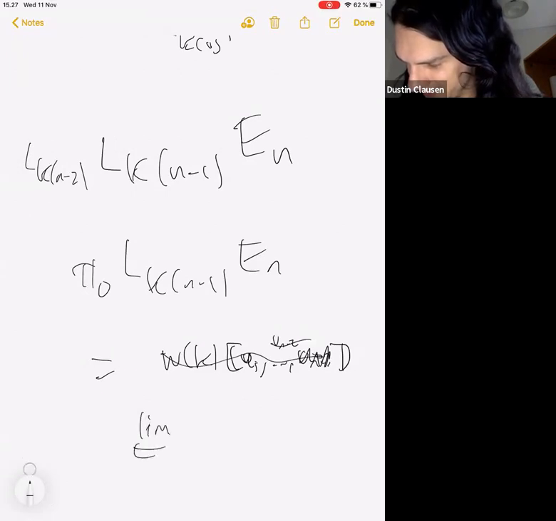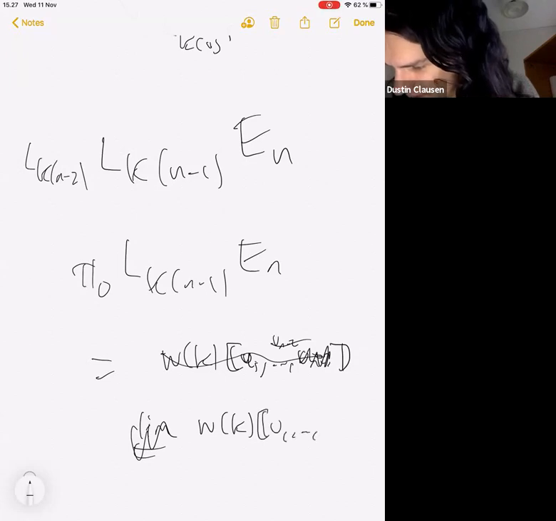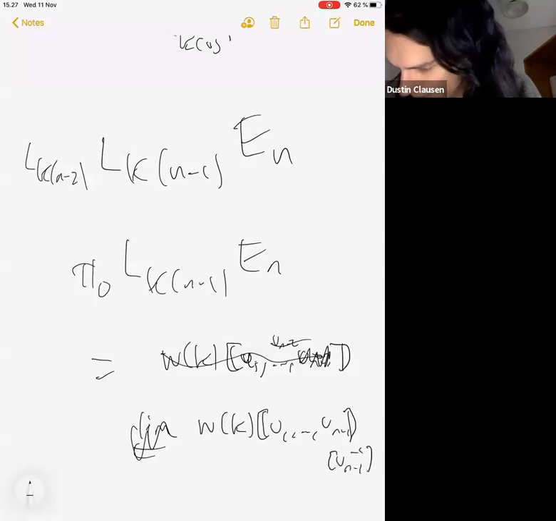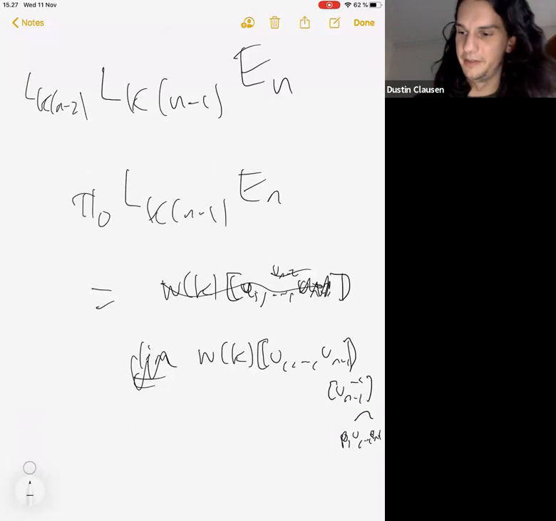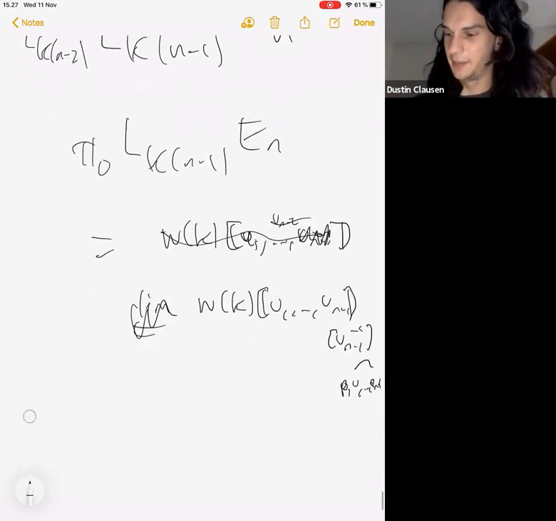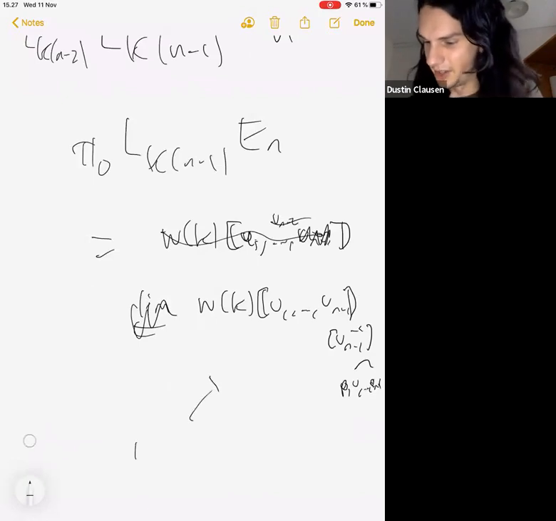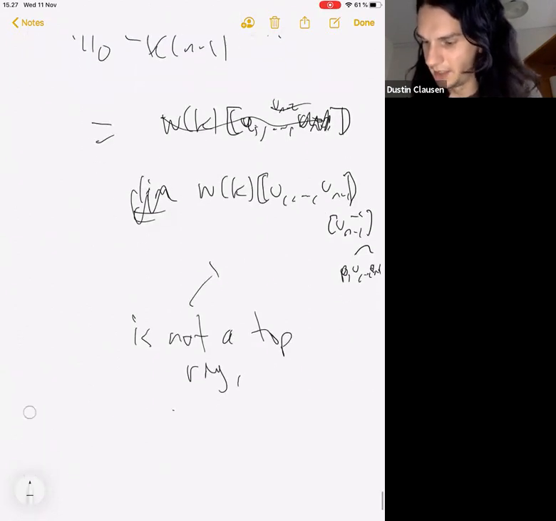an inverse limit of Witt vectors on K, U1 up to Un-1, and then invert Un-1, and then you recomplete that at the previous variables, p, U1, up to Un-2. And in general, if you're interested in fully understanding transchromatic behavior, you're going to be alternating, inverting, and recompleting several times. And this is something which is not a topological ring. And it's a complete mess to study classically.